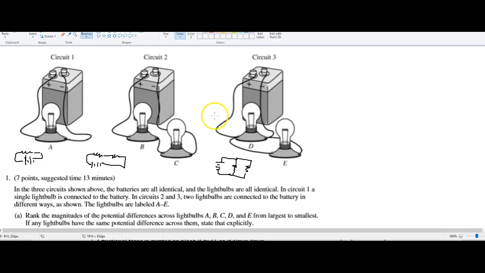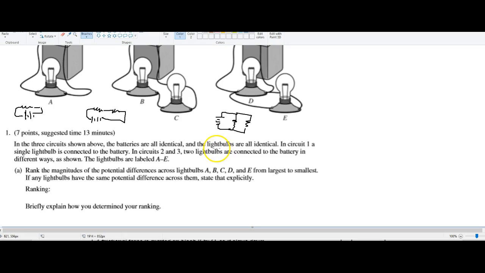And in this one, an electron coming through this could go through this light bulb, come back out the other side, and go back to the battery, right? It wouldn't go through 2 light bulbs. So therefore, I lose 6 here and 6 here. So the answer to the question is, A equals D equals E, because all those light bulbs will use up the whole 6 volts if it's a 6-volt battery. But B and C are equal, but are less. Okay? Explains how you determine your ranking.